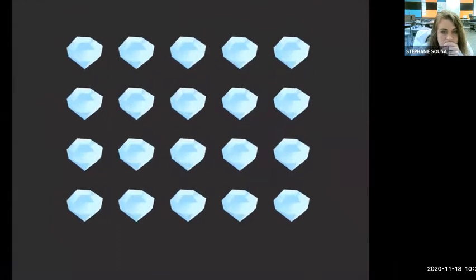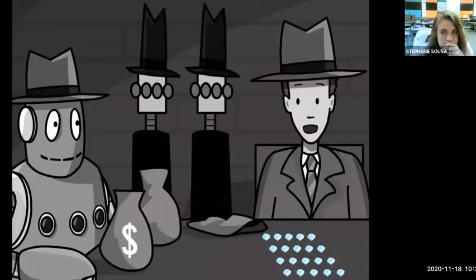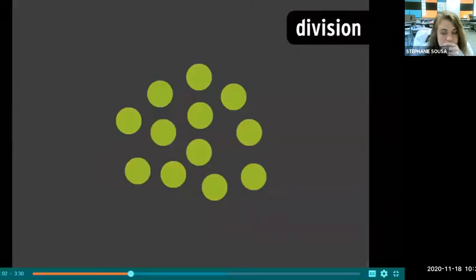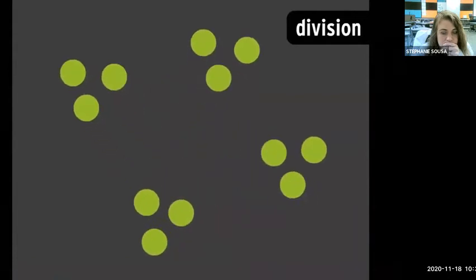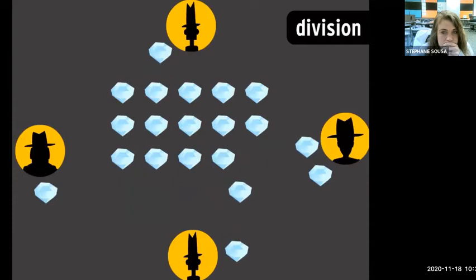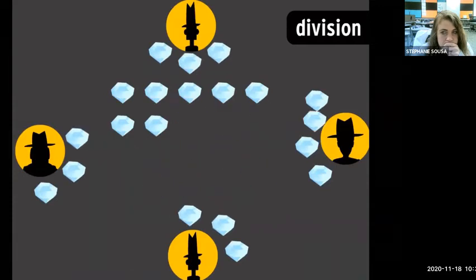Wait a second, how do we divide 20 diamonds evenly among 4 people? Well, yeah, we need to use division to figure it out. Division is basically the splitting of large numbers into equal groups of smaller numbers. In our case, we're trying to divide our loot in between the 4 of us so that we have an equal share.